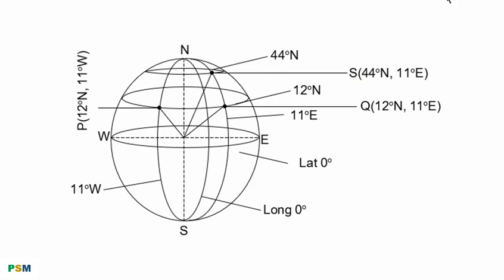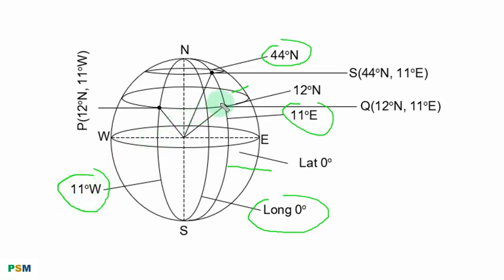Same diagram you have here, the Earth as a sphere, the two principal axes, the equator, latitude 12 degrees north. This is 44 degrees north. You have the prime meridian, longitude 0 degrees. This other one, longitude 11 degrees east. This longitude 11 degrees west. So this is point Q. You have point S and you have point P.